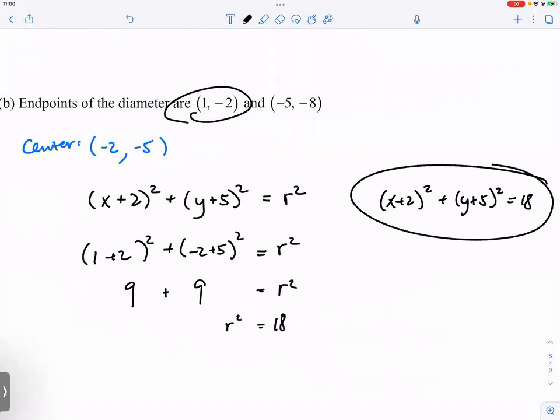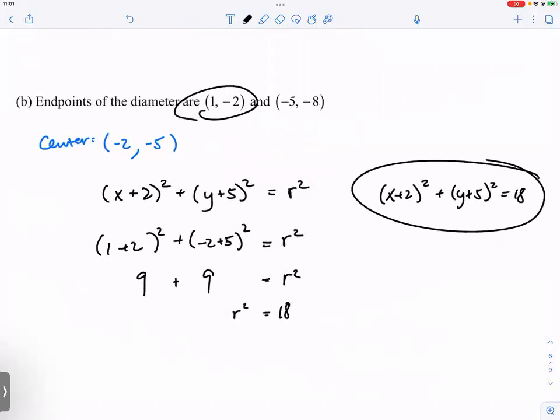So if you are given the endpoints of a diameter, the midpoint is the center. Then you get (0, 0). And also, the other reason why you would not substitute the center into the x and y is that the center is not part of the circle. You can only substitute if the point is on the circle.